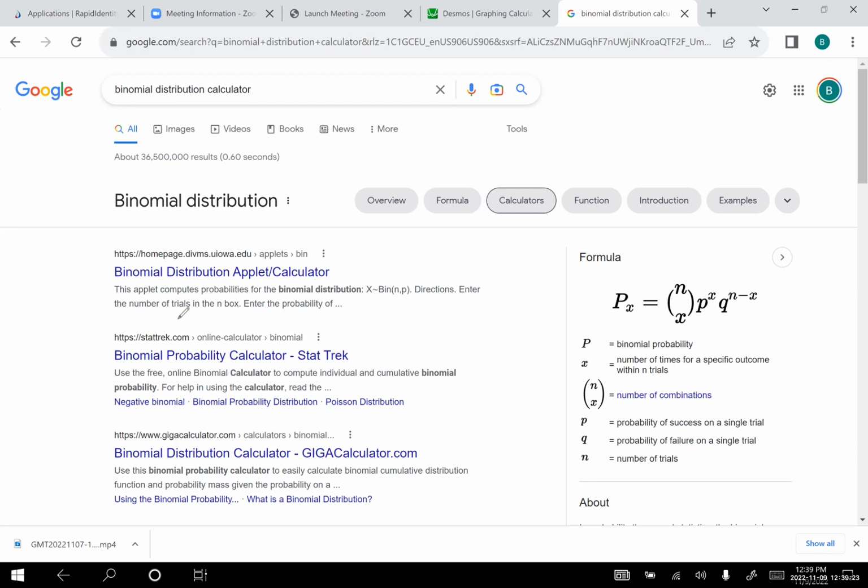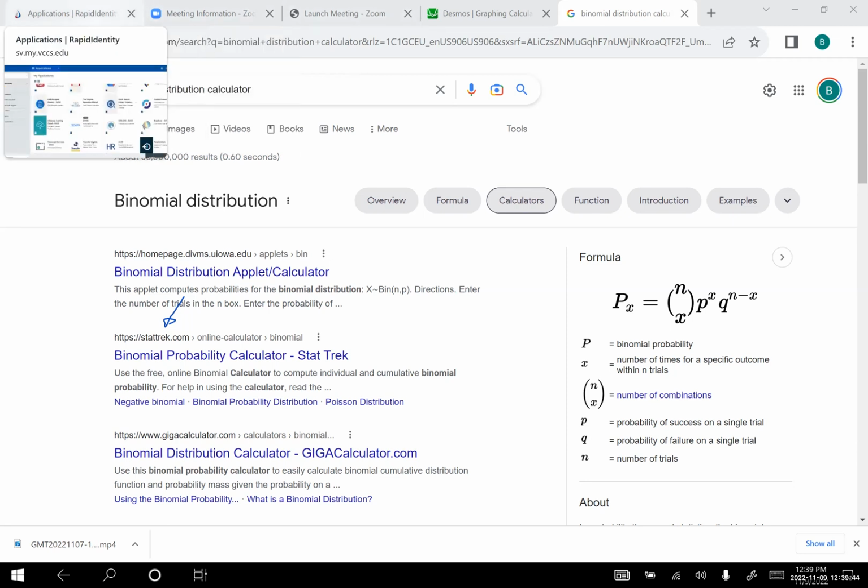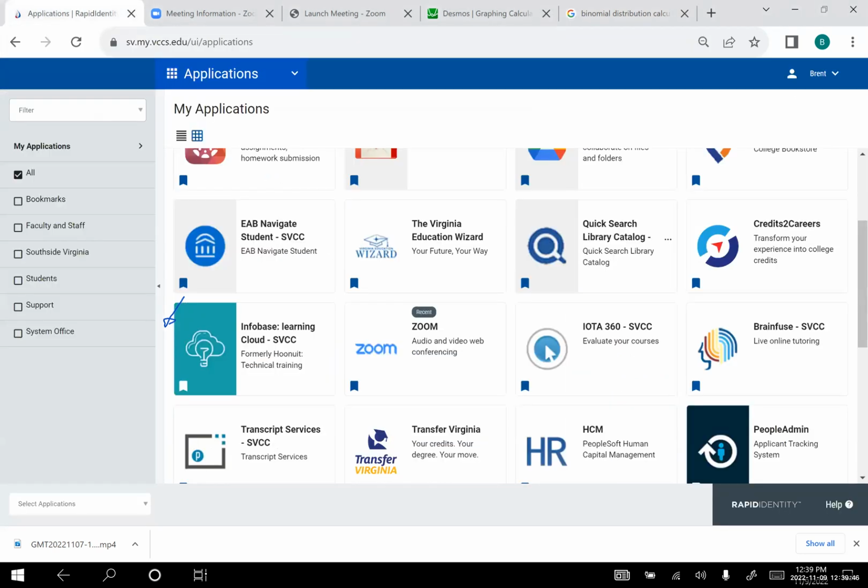I guess it's a play on Star Trek. StatTrek.com. If you Google binomial probability calculator, that's what you'll get. And I think there might even be a link on Canvas. Let me see if I was smart enough to do that. I'm not always smart enough. You guys know that by now.